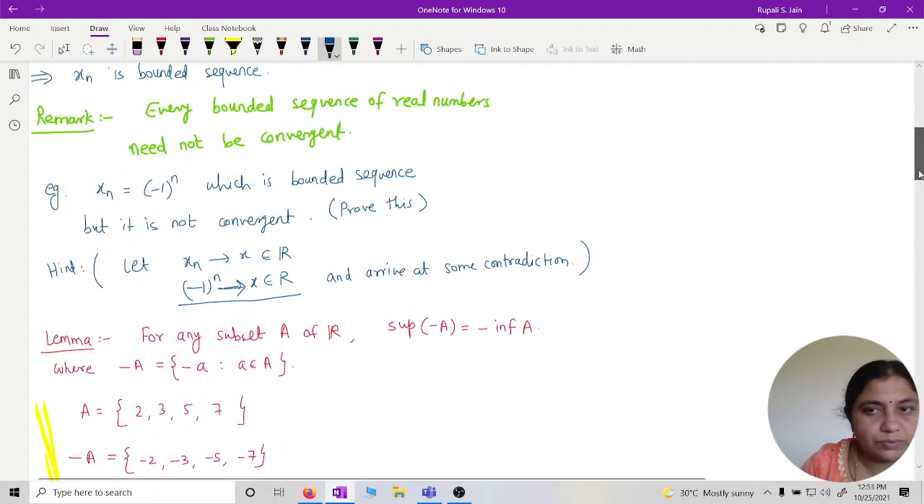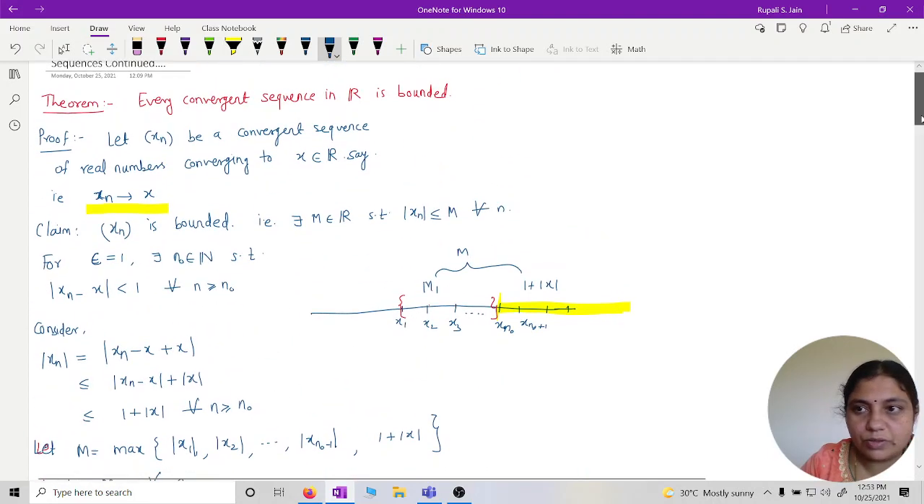Tomorrow we will prove the nested interval theorem. For today, this much is enough.